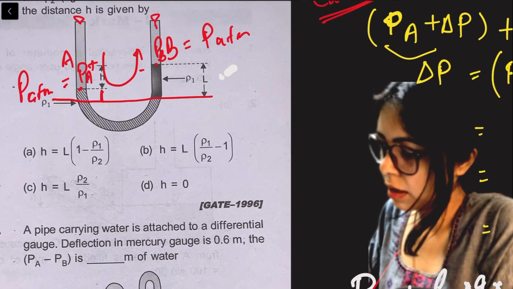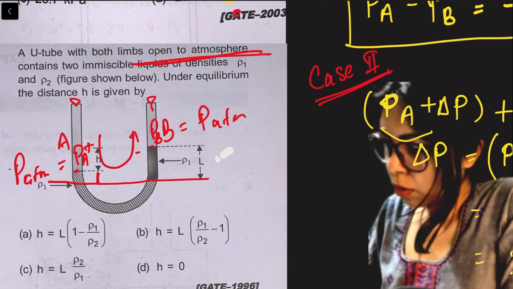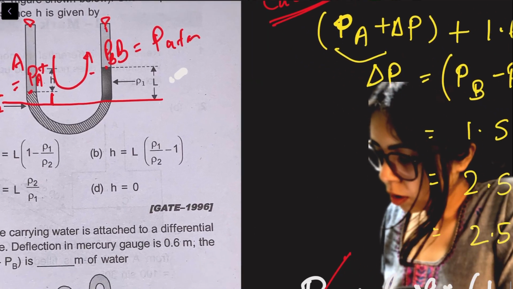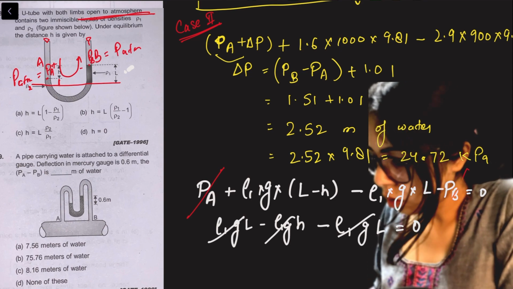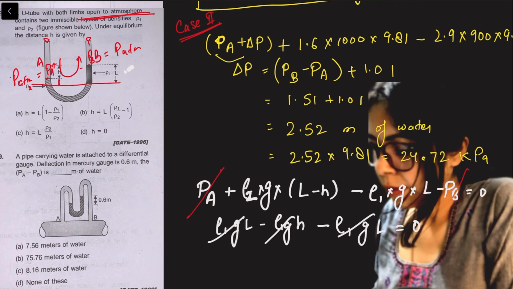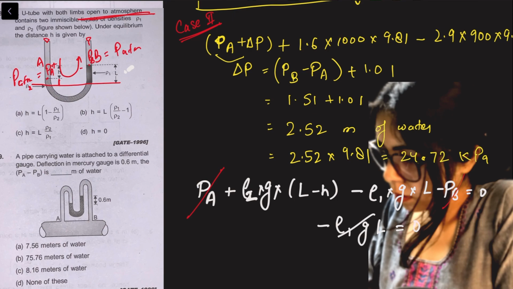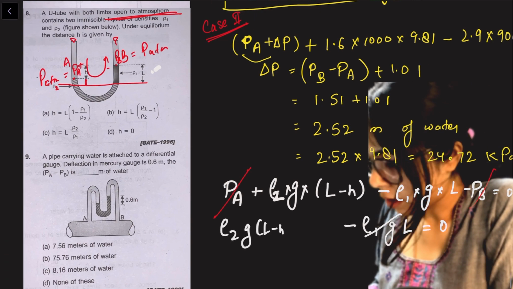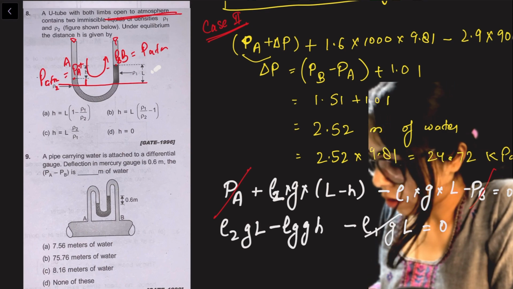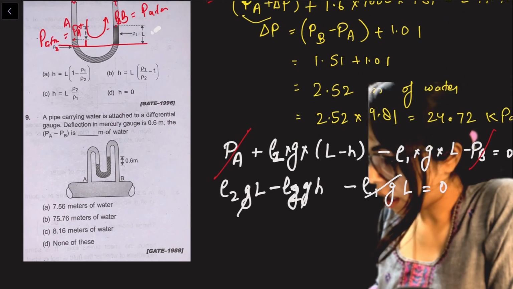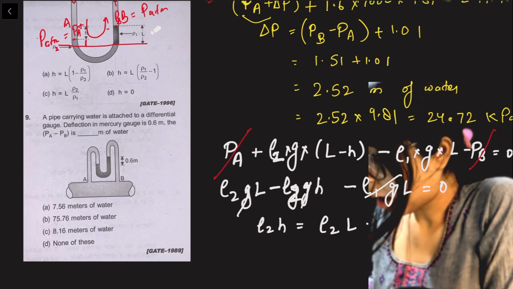In this diagram they have mentioned it as rho 1, but it is not rho 1. Contains two immiscible liquids, rho 1 here and rho 2. This is rho 2. Okay, so if I change the equation now, see, this is rho 2 G H, rho 2 G L minus H minus rho 1. Okay, now it is correct. So I get here as rho 2 G L minus H. So rho 2 G L minus rho 2 G H. G and G will get cancelled. So rho 2 H is equal to rho 2 L minus rho 1 L.